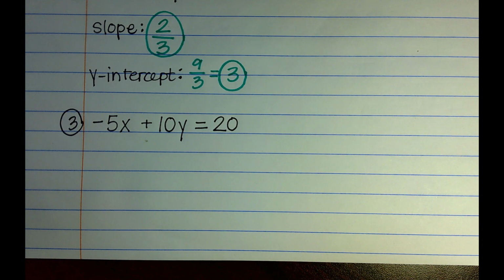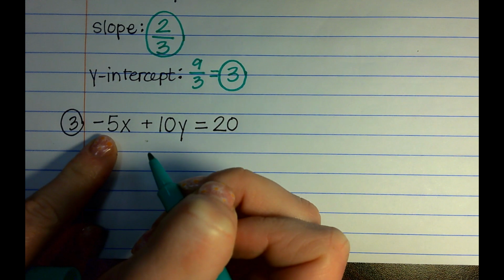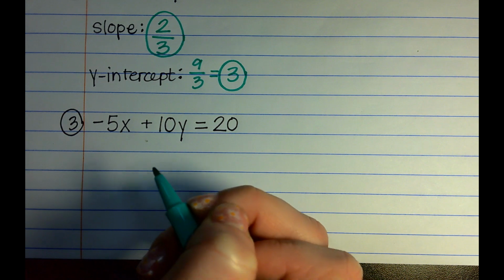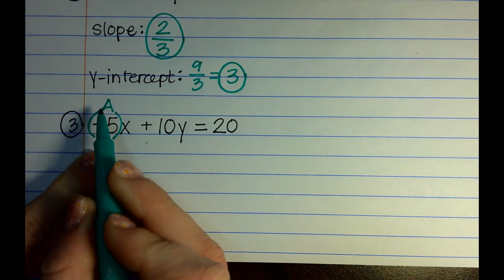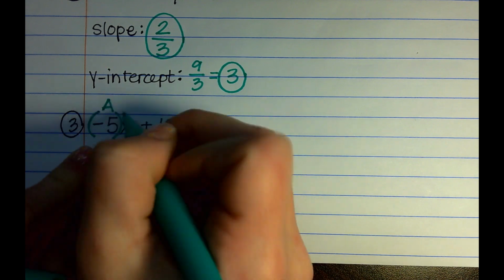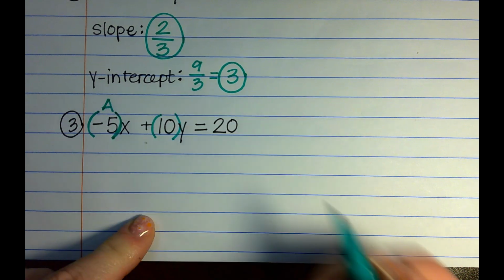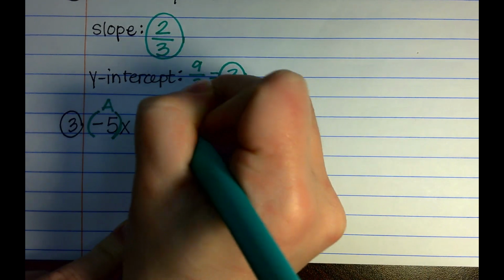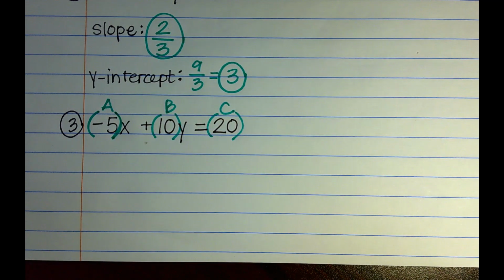So what's the first thing I should identify? A, B, and C. Good. What's my A? 5. Not 5, -5. 5 is right, but it's got to be -5. That's our A. And sometimes it helps putting parentheses around it because that is going to affect our answer. We've got -5. What's our B? 10. And what's our C? 20. Good.